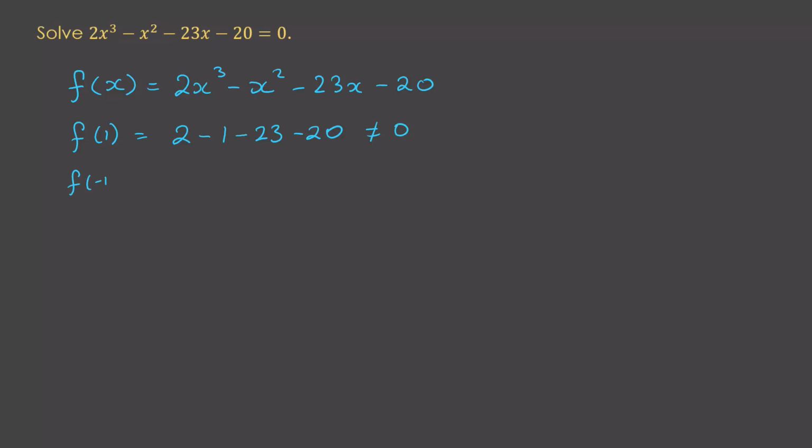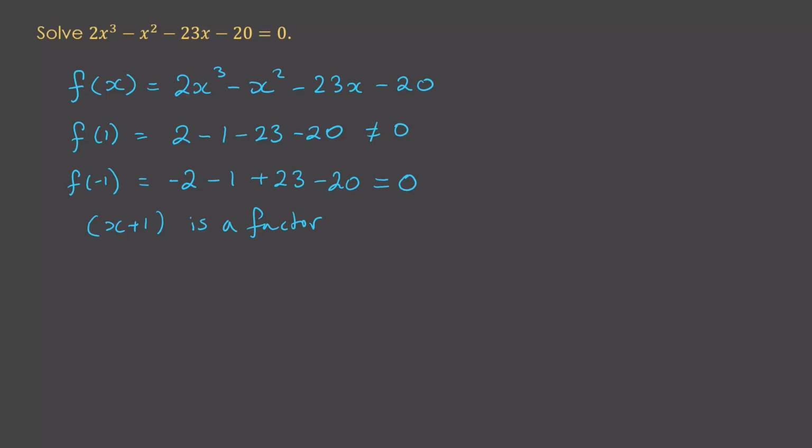What about f of negative 1? Well, negative 1 cubed is negative 1, so it's going to be negative 2. Negative 1 squared is just 1, so it's going to be take away 1. Then it's going to be plus 23, take away 20, and that is equal to 0. So f of negative 1 is 0, and that tells me that x plus 1 is a factor.